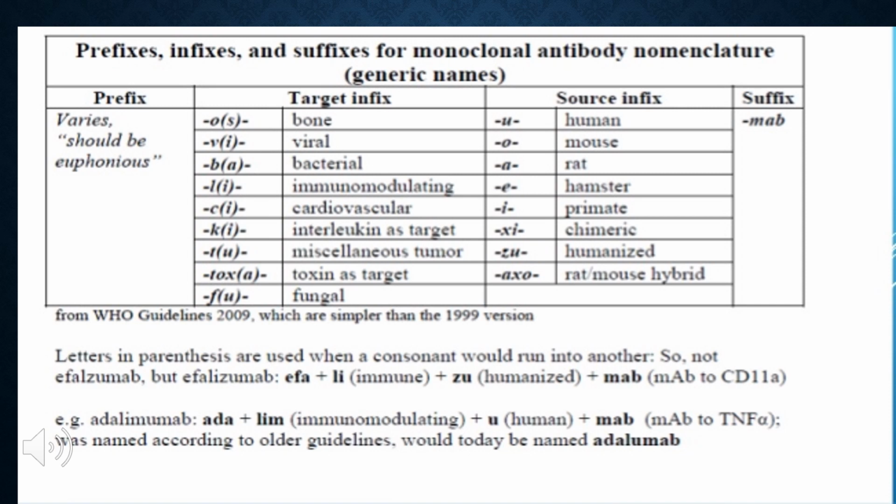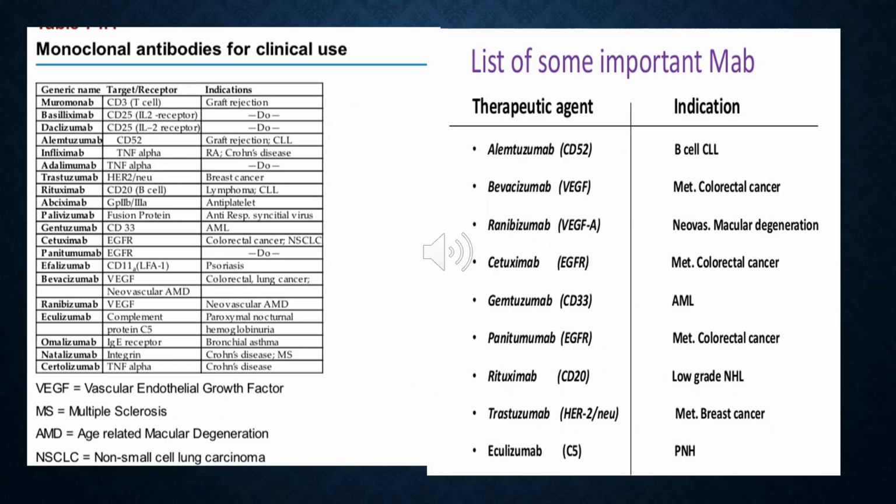And coming to the source infix, from where it is prepared: if from human, we give it as U, mouse, we give it as O, hamster, E. And if it is humanized, ZU. So according to the source, we add the source infix. And most of the drugs have a suffix which is MAB. So here are certain examples for the monoclonal antibodies with their indication.